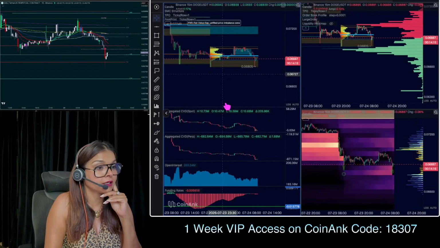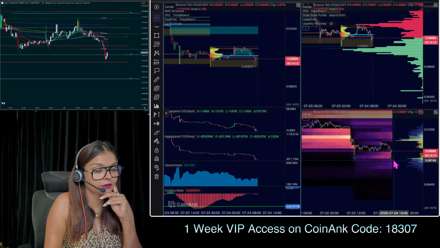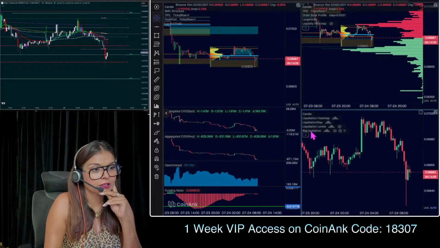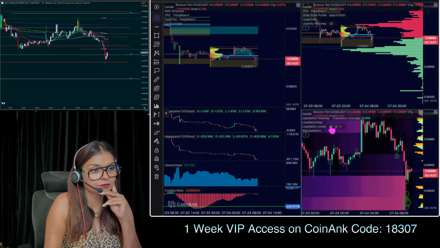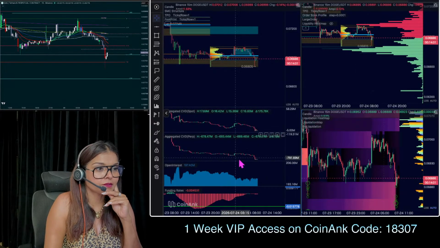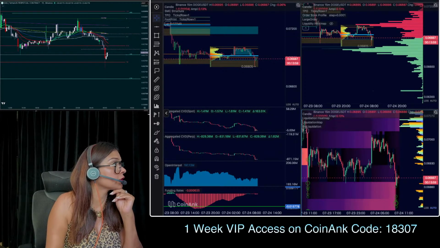Next, let's look at Dodge. Okay, so here we have another thing that we can use, which is the big liquidation. This is a really nice, big liquidation, yeah. All right, so for Dodge, what do we look at? Let's look at Dodge here.